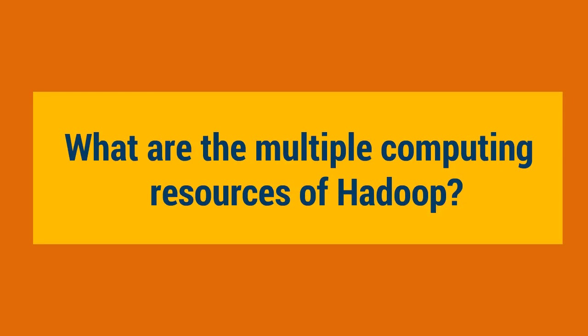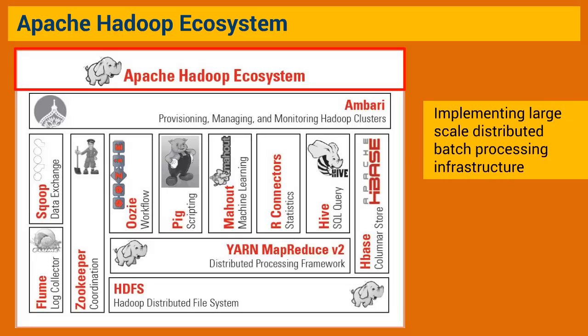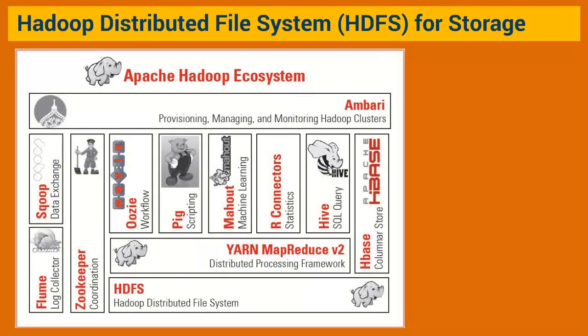But what are the multiple computing resources that Hadoop uses to execute a task? Hadoop is an open-source, Java-based programming framework. It is part of the Apache project sponsored by the Apache Software Foundation. It is used for implementing large-scale distributed batch processing infrastructure. It allows the developer to write and test distributed systems and also provides automatic distribution of data and processing work across machines. The core of the Apache Hadoop consists of two parts, a storage part and a processing part.